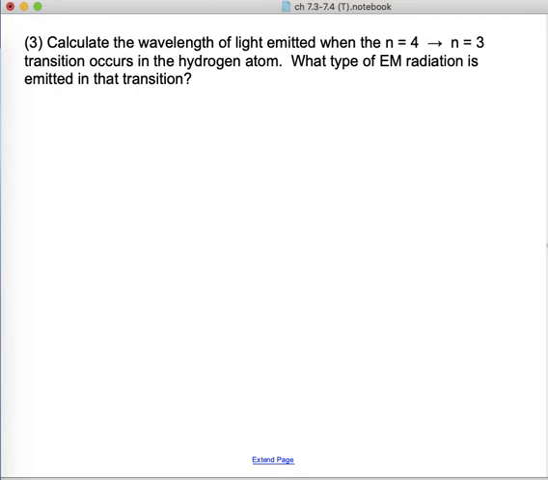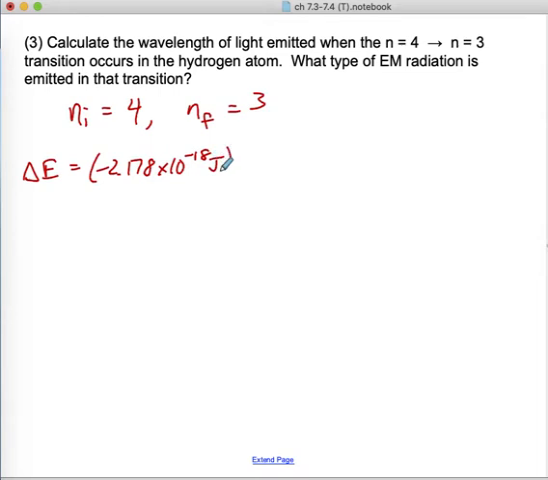Calculate the wavelength of light emitted when the n equals 4 to n equals 3 transition occurs in the hydrogen atom. What type of electromagnetic radiation is this? Well, n initial is equal to 4, n final is equal to 3. So I can simply plug into the Rydberg equation. Delta E equals negative 2.178 times 10 to the negative 18 joules times Z squared, which is just 1 squared. We can leave that out since it's the hydrogen atom. Times 1 over 3 squared minus 1 over 4 squared.